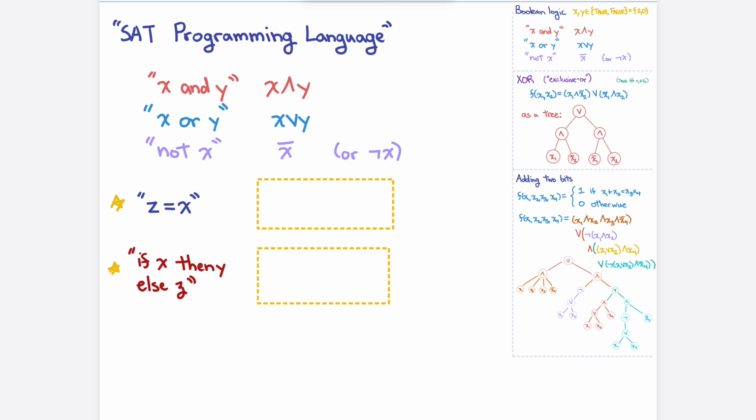So first would be a formula for z equals x. So this should be some Boolean formula of z and x that comes out to true if z is equal to x and comes out to false if z is not equal to x. That's sort of like encoding assignment, right? Because saying z and x have to be equal.